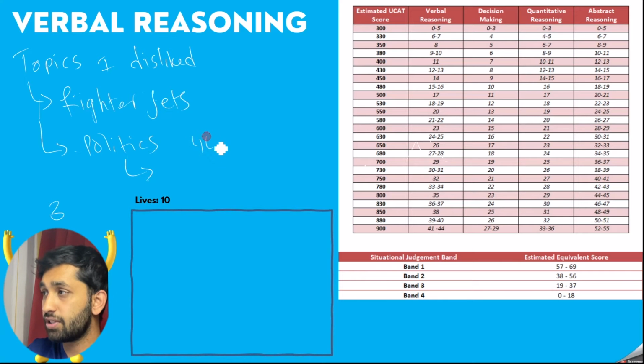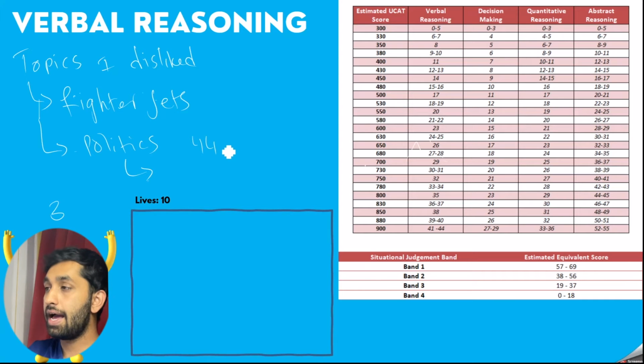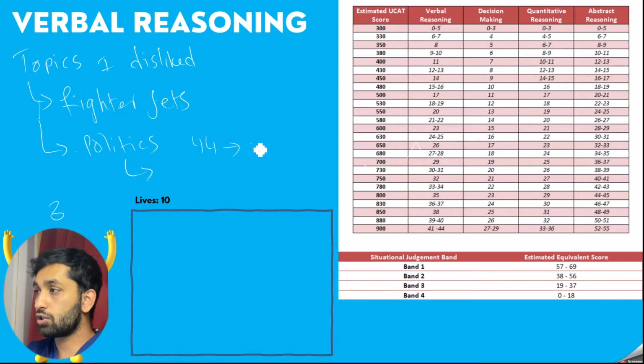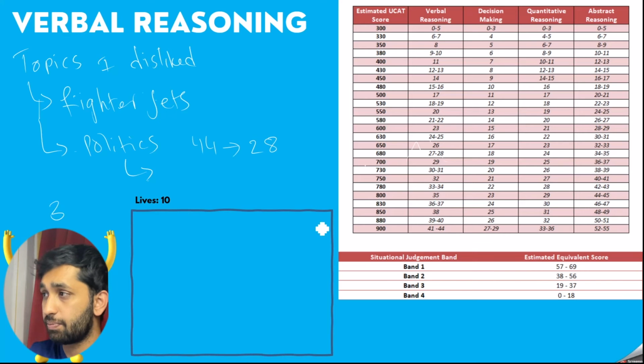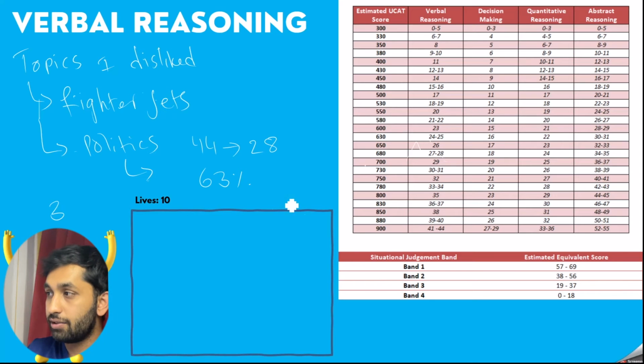I would do around 44 questions, which is the maximum you can do in verbal reasoning. And let's say I got 28 right. From this, I would calculate the percentage, which I think was 63%. So 28 out of 44 is 63%. Then what I would do is just get rid of the percentage sign and add a 0. And so it becomes 630.